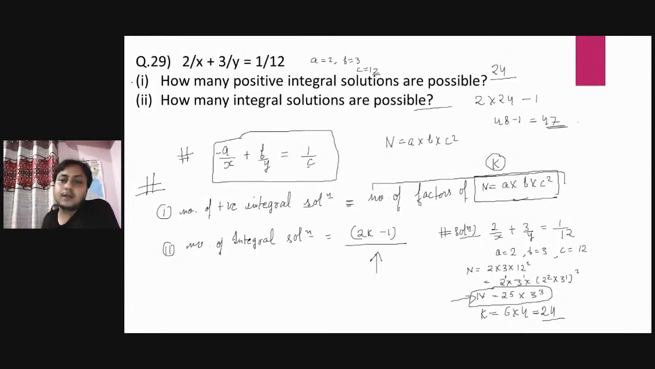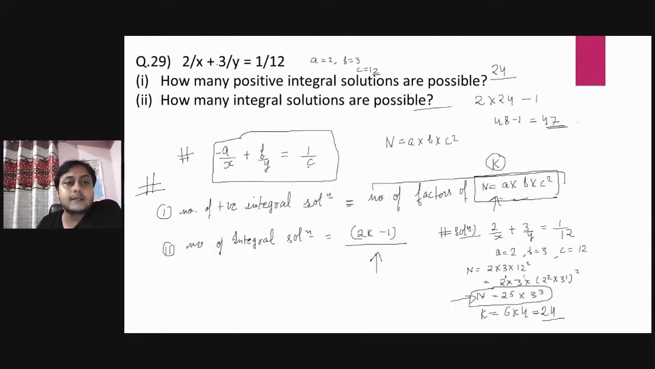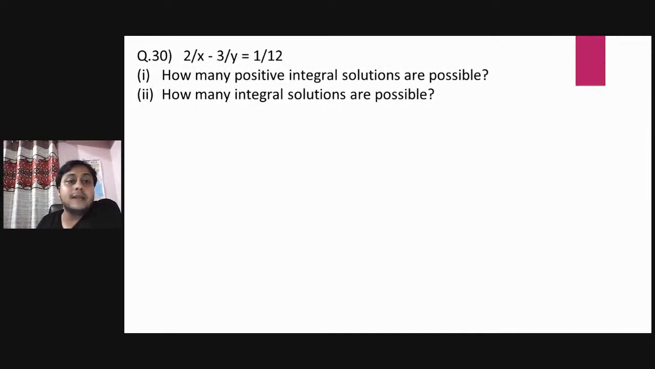So easy. So number of positive integral solutions. Remember this formula, right? The number of positive integral solutions is the number of factors of this one, and for the number of integral solutions, 2k minus 1. K is what? Number of factors of this number. So come to this question. So this is a little bit different. The last question was 2 by x plus 3 by y equals to 1 by 12, and this is what, 2 by x minus 3 by y equals to 1 by 12.